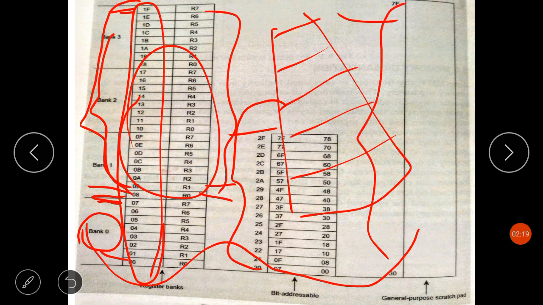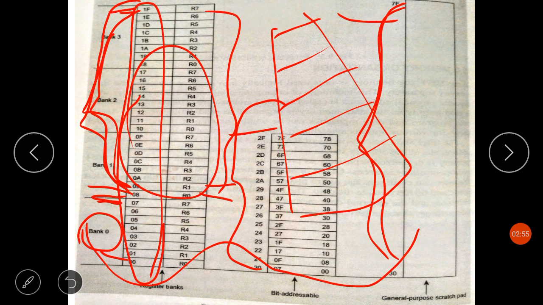So this stack pointer is also user accessible. If you need the stack memory to be more than 24 bytes, since 08 to 1FH makes up only 24 bytes of memory location, then we can change the stack pointer to point to any RAM location 30 to 7FH.